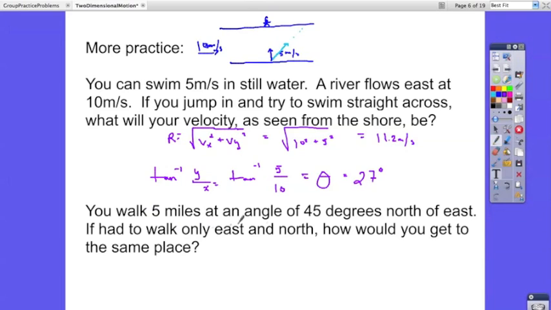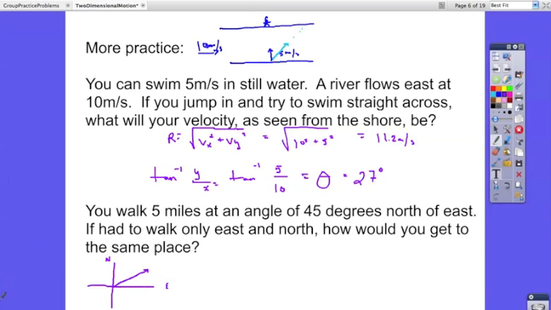Second example, you walk 5 miles at an angle of 45 degrees north of east. So that'd be like if you had a grid like this. Sorry, my lines aren't straight. 45 degrees north of east. So this would be east. This is north. So you're walking in this direction, north of east, at a 45 degree angle. Pretend that's 45 degrees.